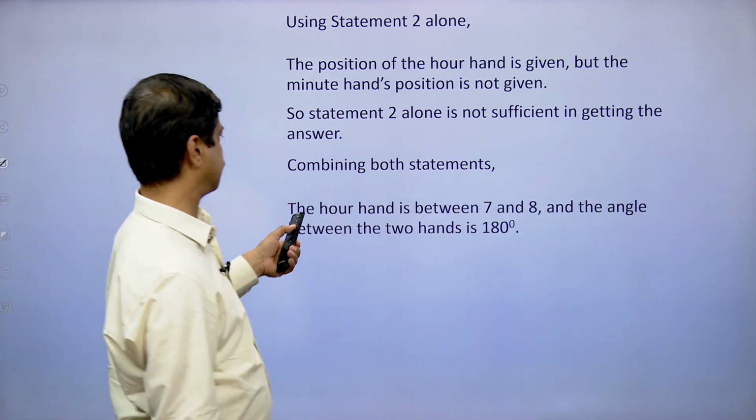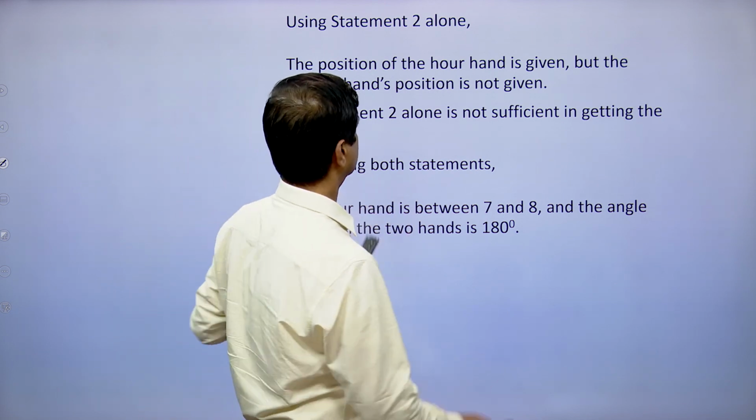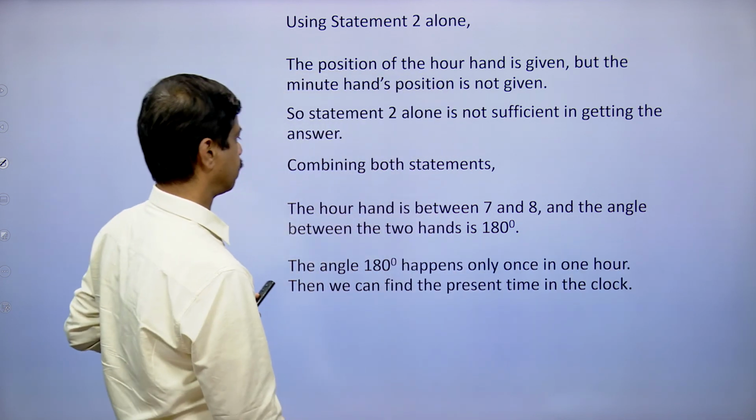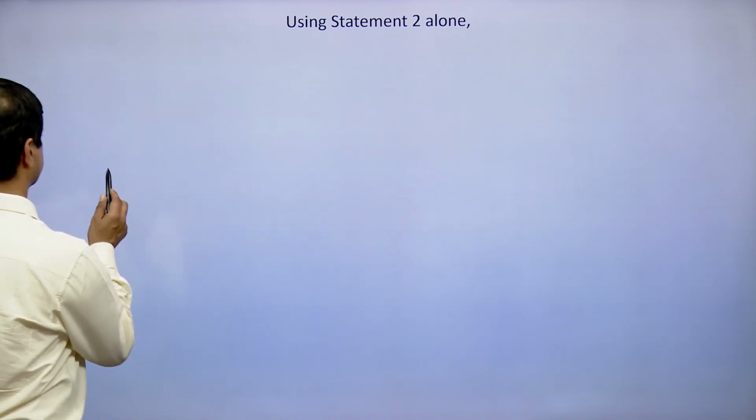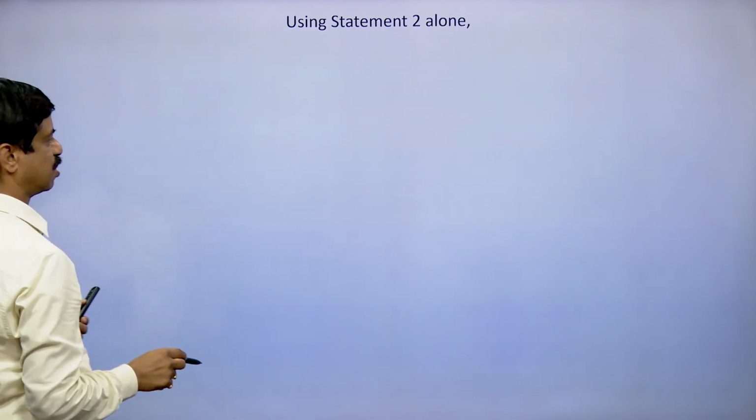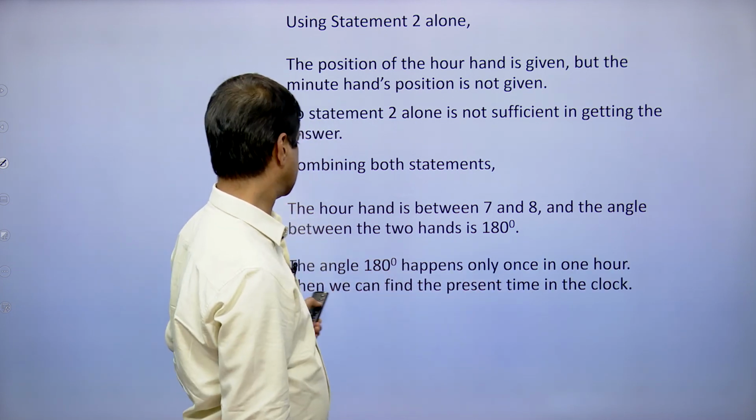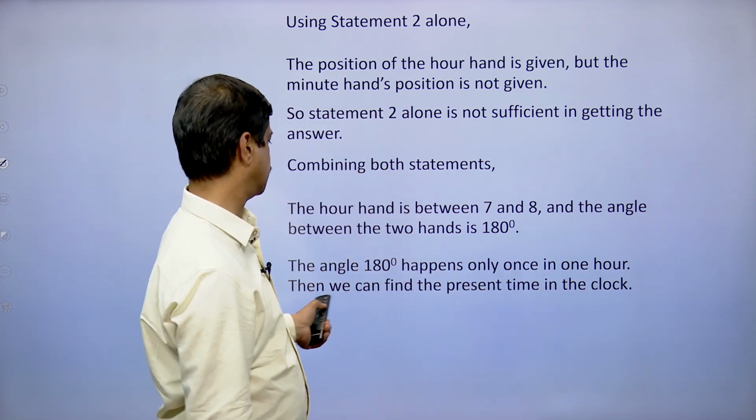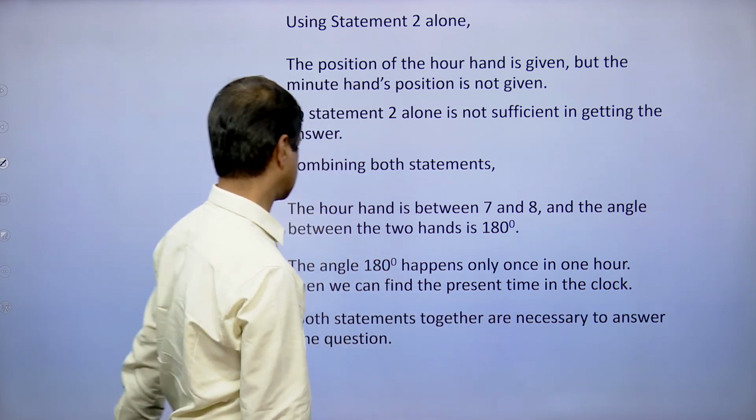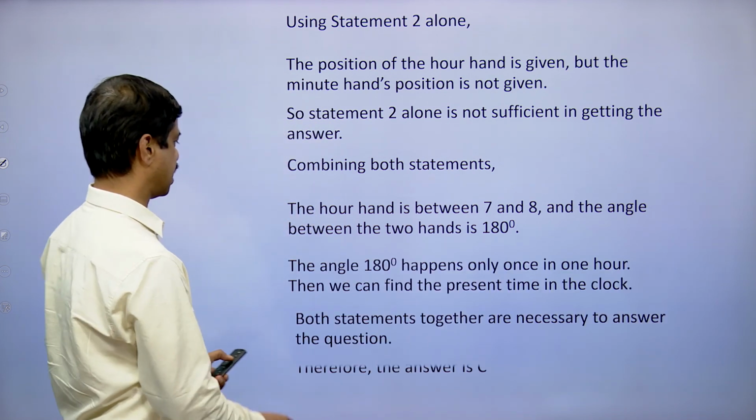If you combine both the statements, the hour's hand is between 7 and 8, and the angle between the two hands is 180. So therefore it should be what according to this? 5 and 10 minutes, correct? So that is what is the thing. If you combine both the statements and the angle is 180 degrees, and this can happen only once in every hour of time, then we can find the current time of the clock. What is C? That means we are able to tell, isn't it?